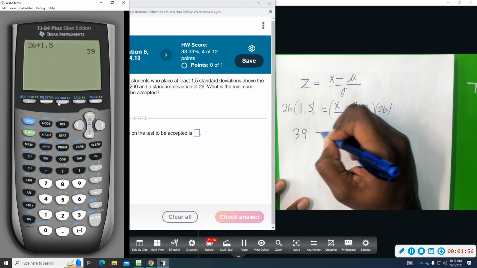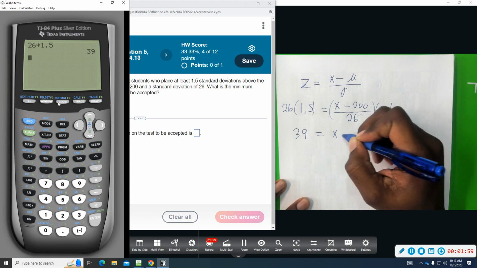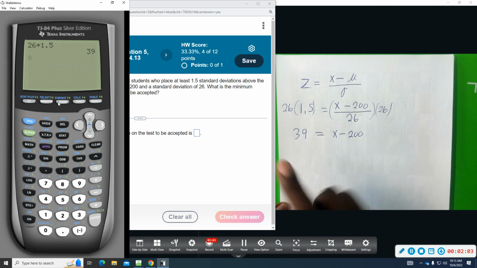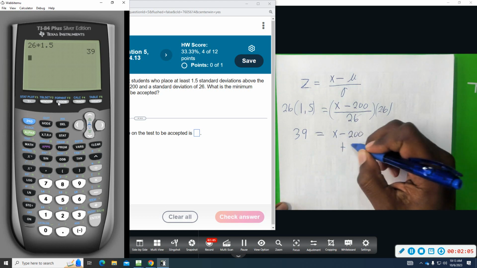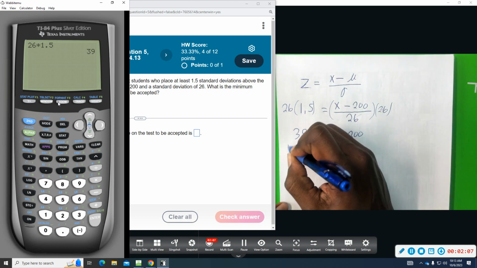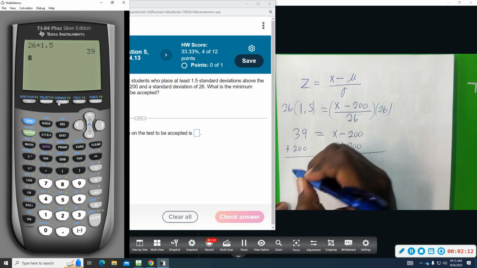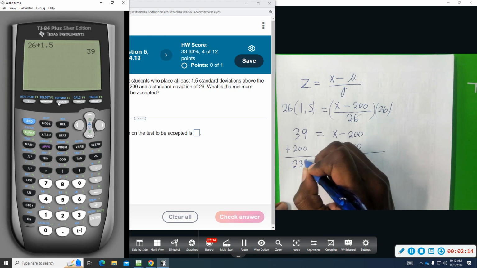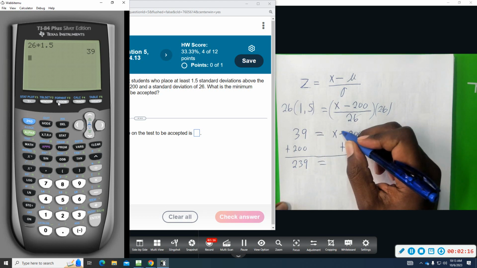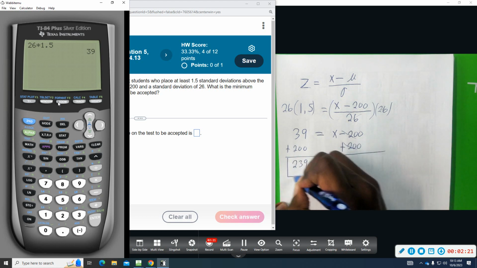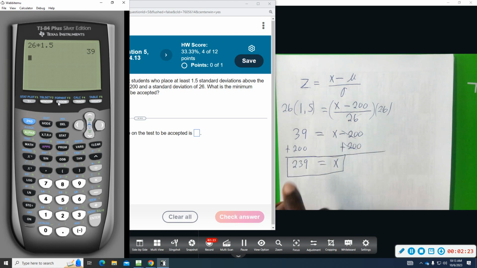So we have 39 equals, this is now just x minus 200. Then to solve for x, we would add 200 to both sides. This will give us 239, and then the 200 positive and negative will cancel, leaving us with x. So a student would need a score of at least 239 to be accepted into this particular school.